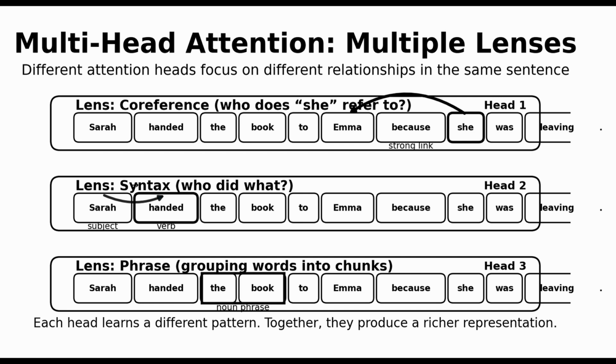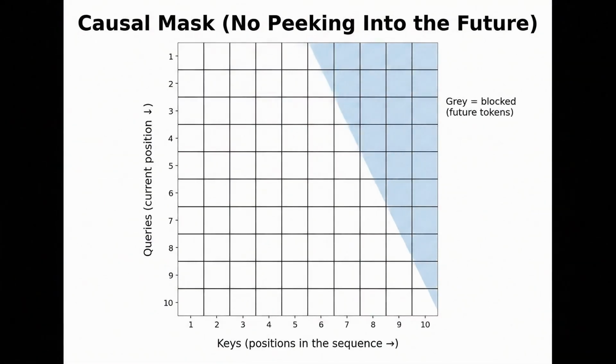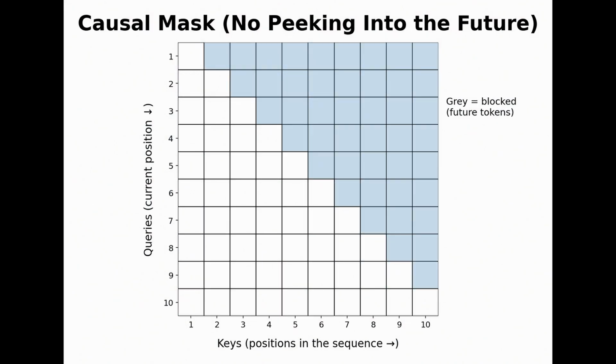When a decoder generates text, it follows a rule that feels obvious in hindsight. It can only use the past to predict the future. This is enforced through causal masking. You can visualize it like a triangular window, where each position in the sequence can look left but not right. The word you're generating now can consult everything before it, but it can't cheat by reading what comes next.